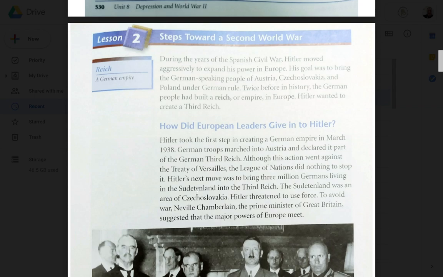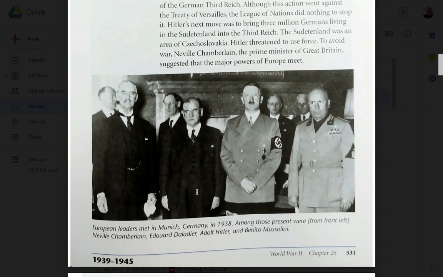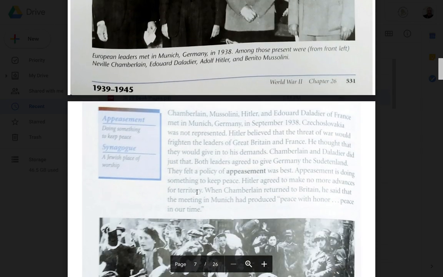Question: how did European leaders give in to Hitler? Picture: European leaders met in Munich, Germany in 1938. Among those present were, from left, Neville Chamberlain, Eduardo Daladier, Adolf Hitler, and Benito Mussolini. You have to say it like that. Words: appeasement, doing something to keep peace.